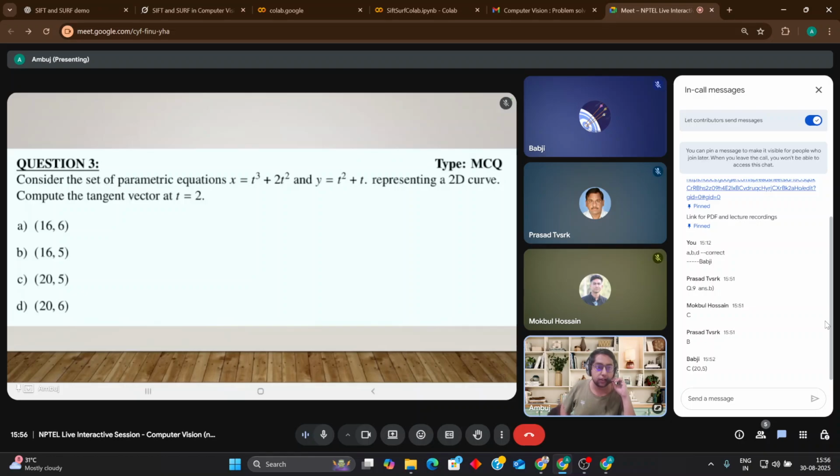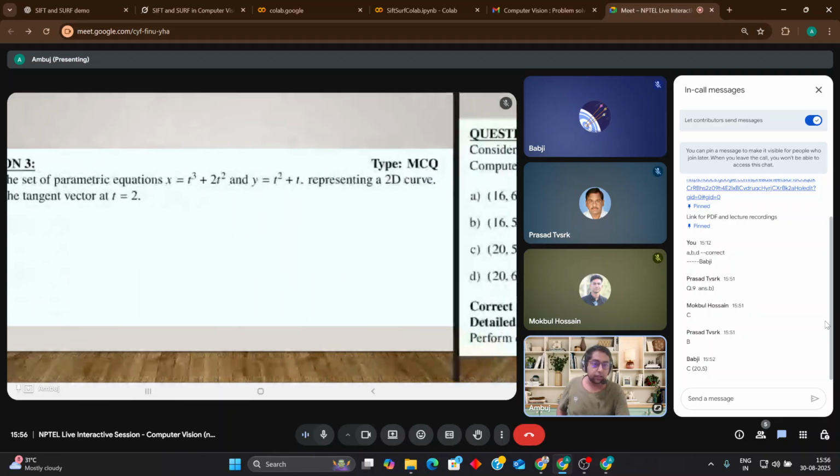Question number 9, I didn't ask, very sorry for that. Next, question number 3. Answer B, two people said B, then C, then B, B, then B, then C and C. Okay, B and C.